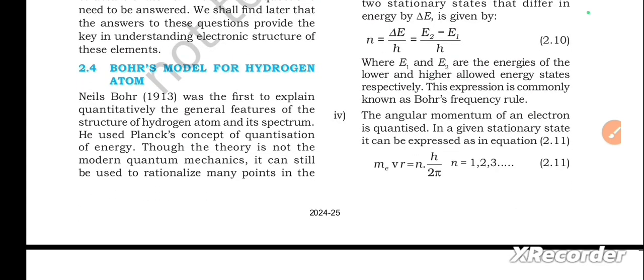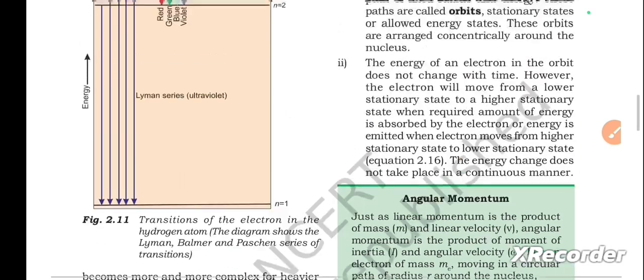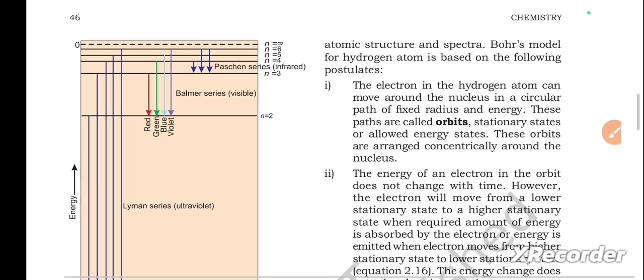Next, Bohr's model for hydrogen atom. Niels Bohr, 1913, was the first to explain quantitatively the general features of the structure of hydrogen atom and its spectrum. He used Planck's concept of quantization of energy. Though the theory is not the modern quantum mechanics, it can still be used to rationalize many points in the atomic structure and spectrum. Bohr's model for hydrogen atom is based on the following postulates.